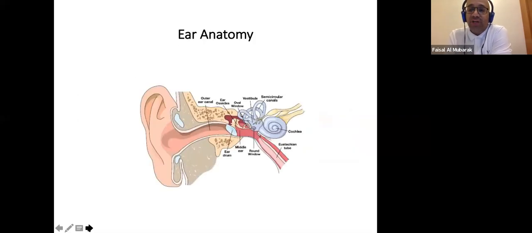Okay, now we're going to the thing that we are all here for today, which is the ear anatomy or the vestibular system. Looking at the ear anatomy, there are 3 parts of the ear. There is the outer ear, the middle ear, and the inner ear here. The inner ear includes the cochlea, which is the auditory system, and the vestibular system, which is the balance system.